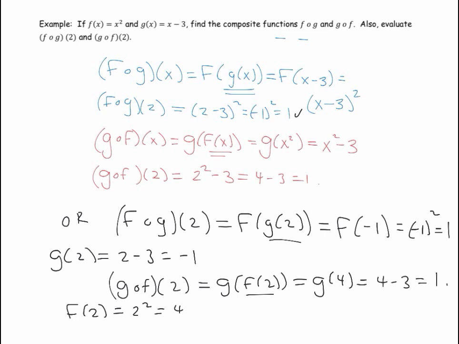So one thing I want to point out, we got 1 for both of these, but that doesn't mean it's commutative, because we just got lucky. If you plugged in 5, for instance, you're not going to get 5 for both answers. So this was just a coincidence that you got the same answer in both directions.